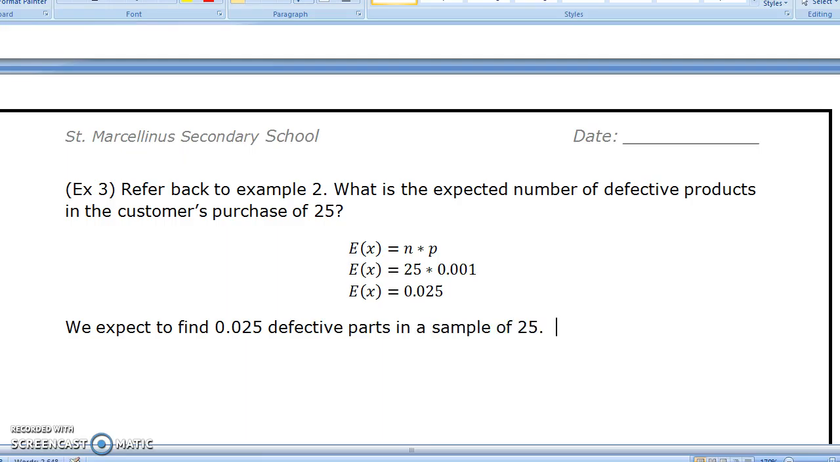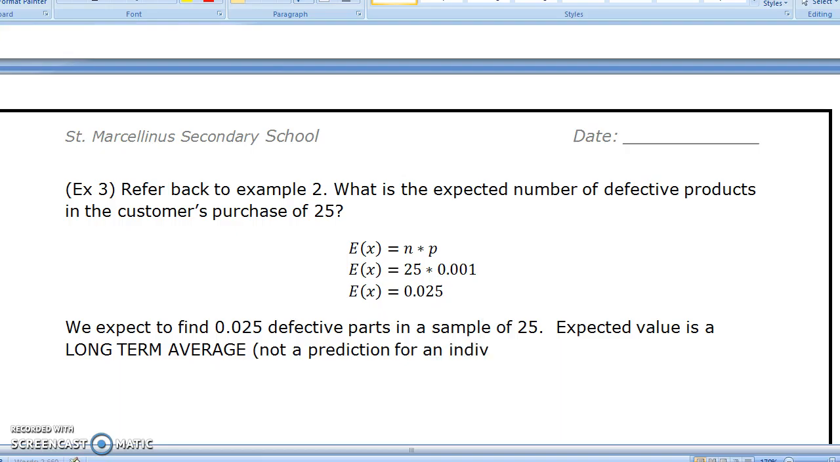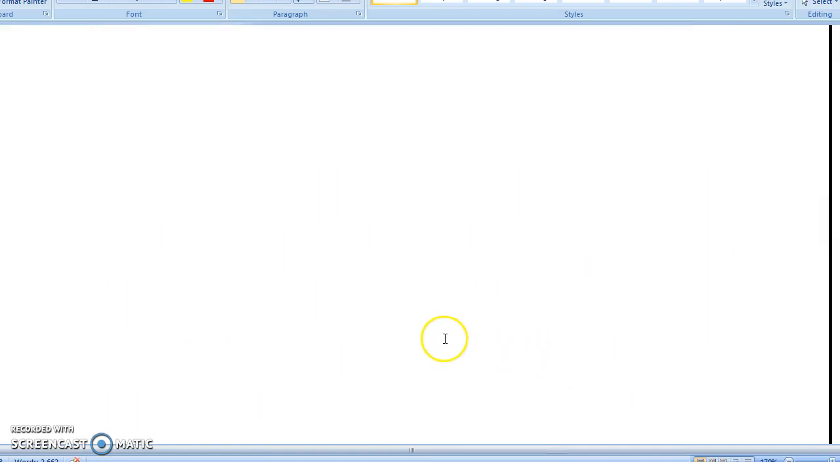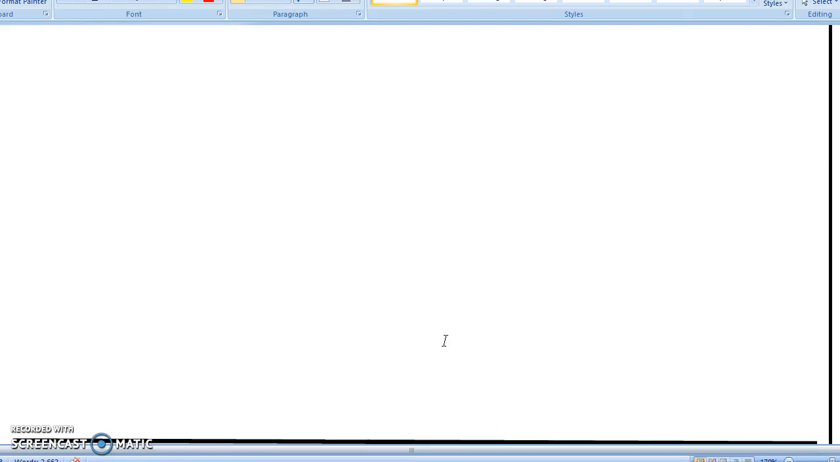Once again, notice that the expected value does not make sense on a literal level. We are never going to find 0.025 defective parts. Remember that the expected value is a long-term average, not a prediction for an individual case. Remember that difference. Very, very important. Okay, last, I guess we have 2 more.